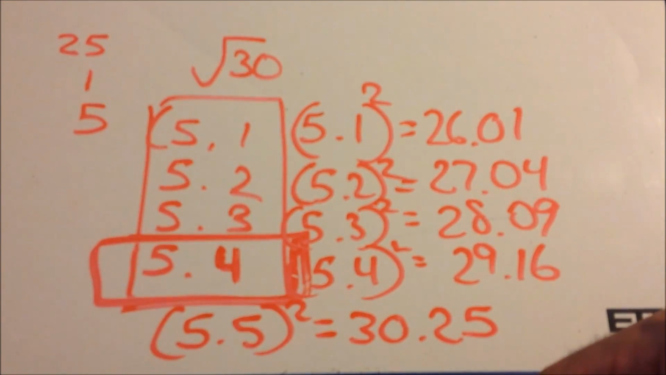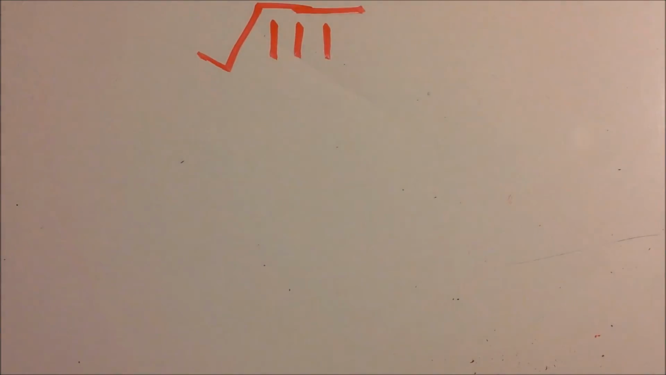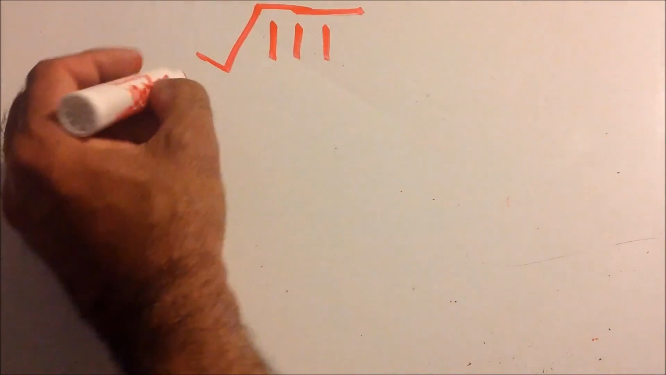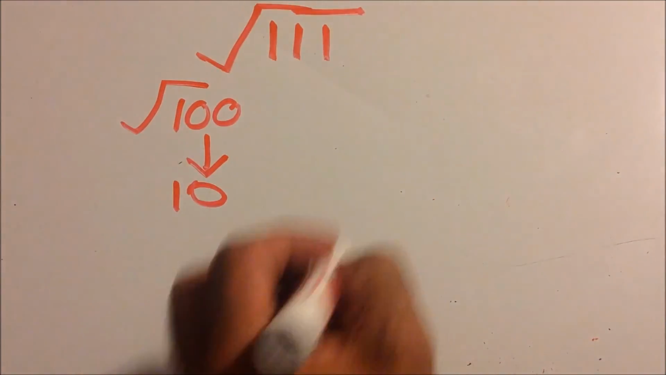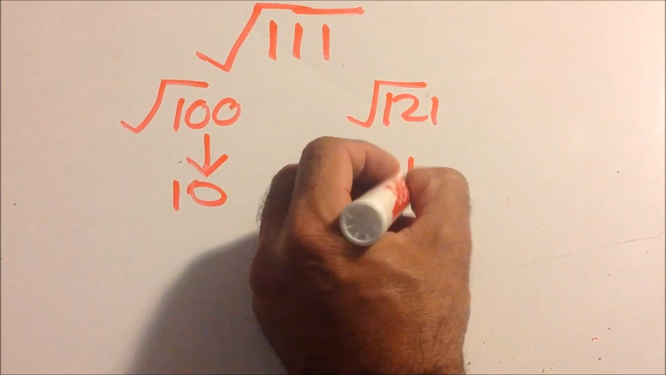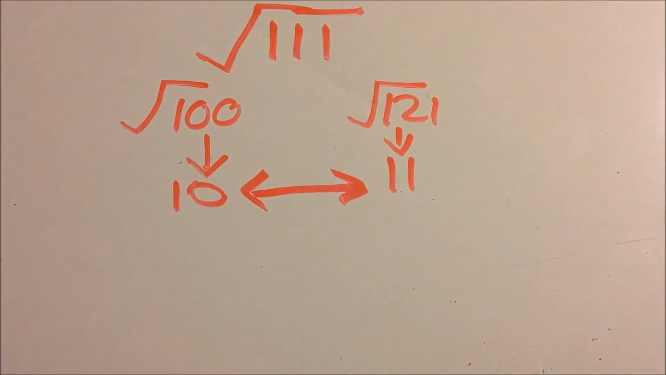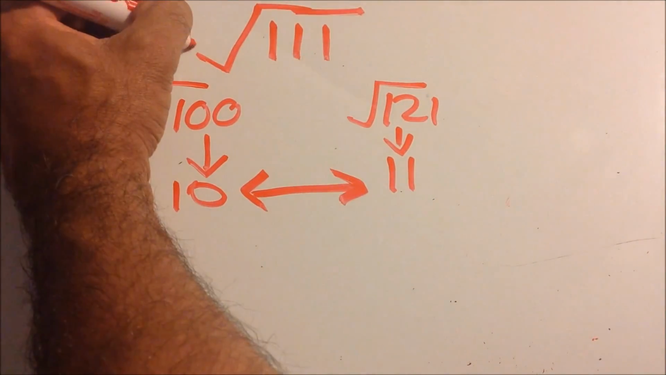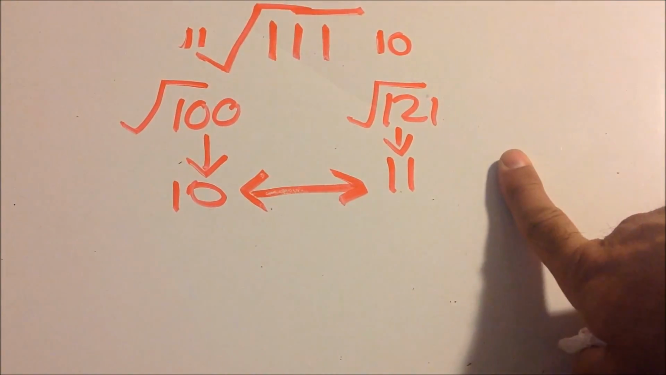So let's do a few others. Let's say the square root of 111. Let's estimate first. What two perfect squares fit? Well, the square root of 100 we know is 10, and the square root of 121 is 11. So there are our two numbers. It's between these two numbers. So it's 11 away here, but it's only 10 away there. So it's closer to the square root of 121.